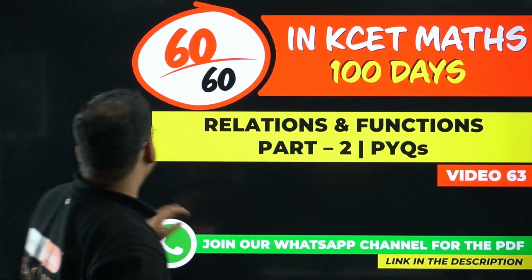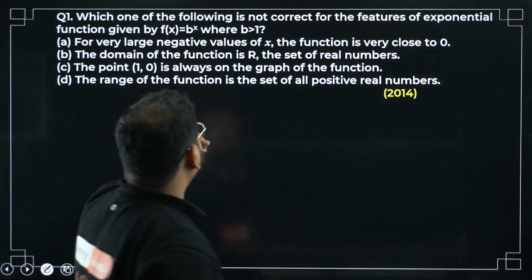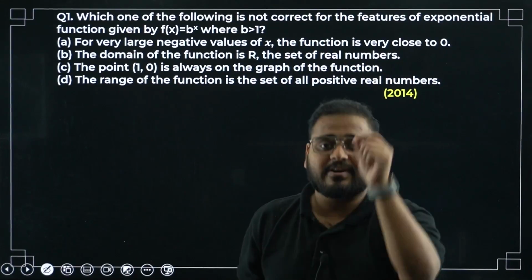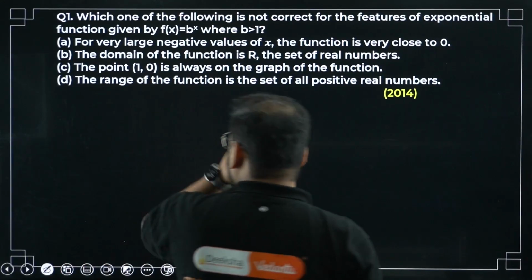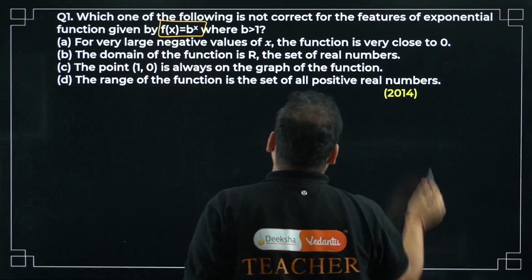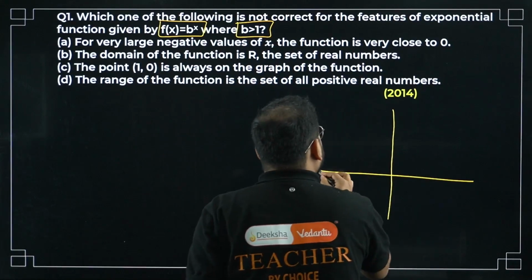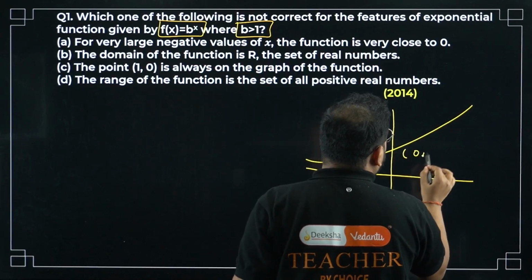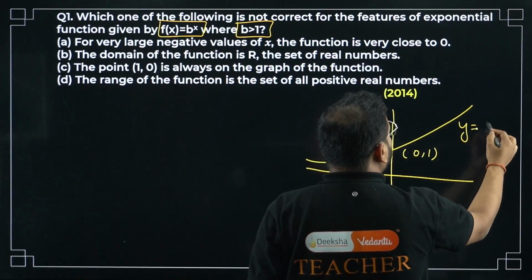Okay. So chaliye, question number 1 for all of you will be like this: which one of the following is not correct for the features of exponential function? Remember I taught exponential function, right? The base condition, how the graph will look like. I'll show you again, don't worry. Function given by f(x) equals b power x, where b is greater than 1. This is very, very important. B greater than 1 means bacha, the graph will be this, right? What is this value bacha? 0, 1, right?